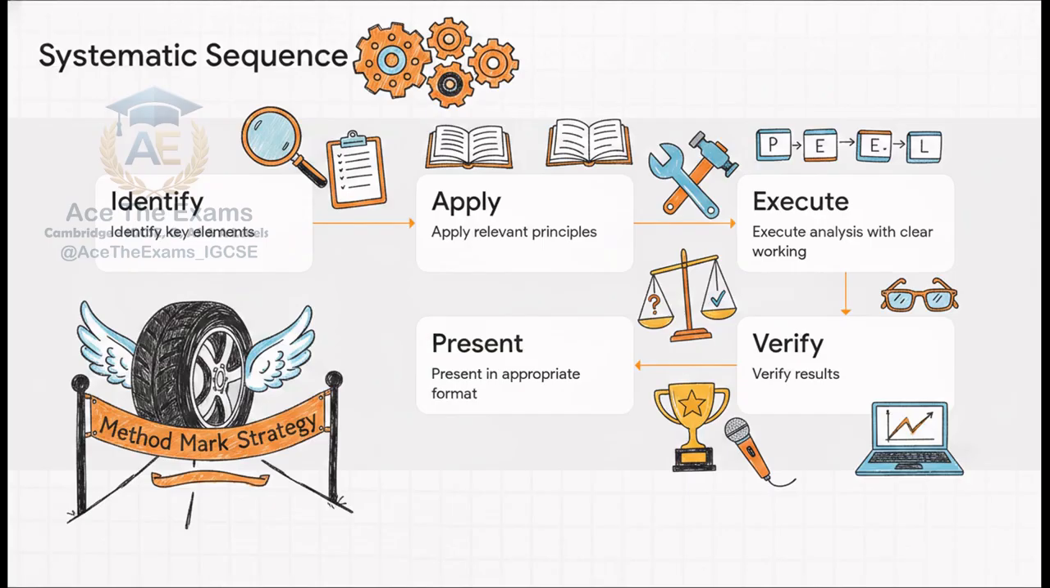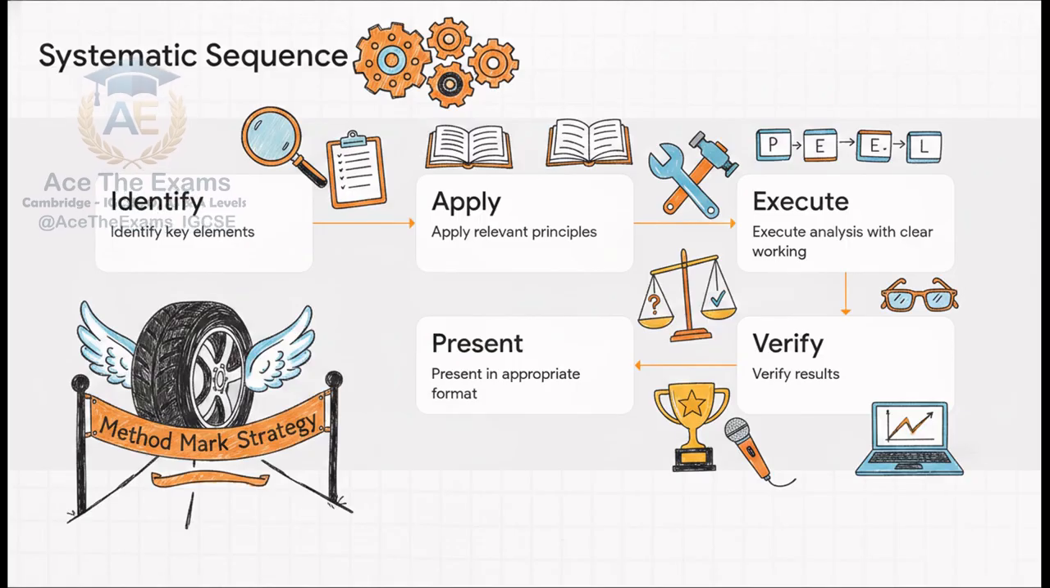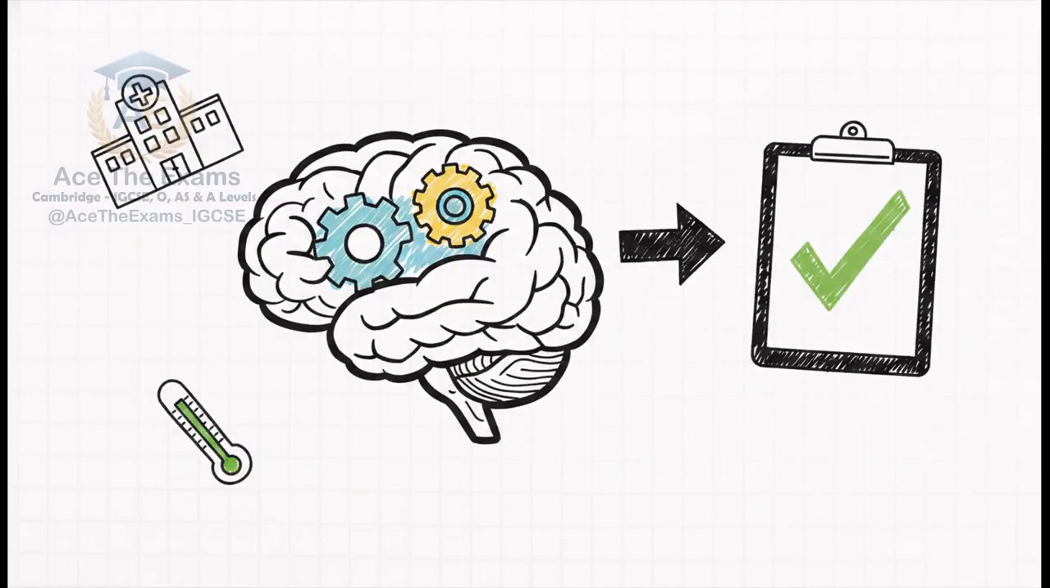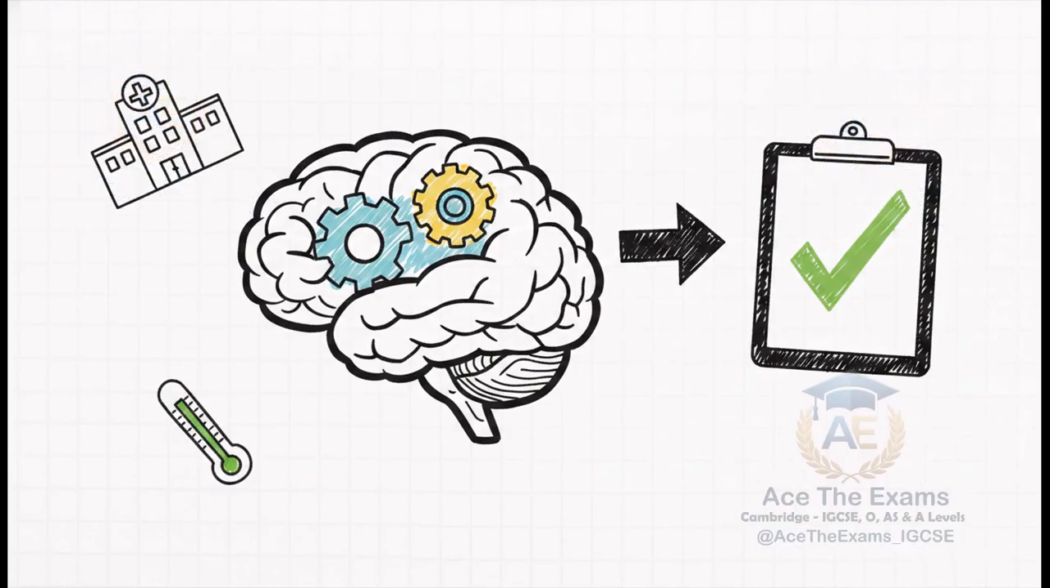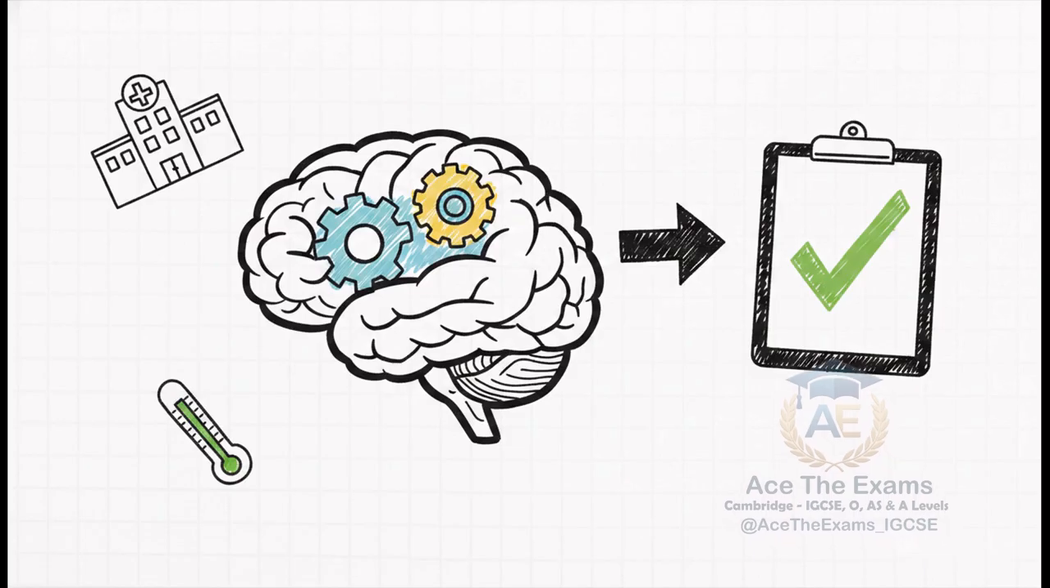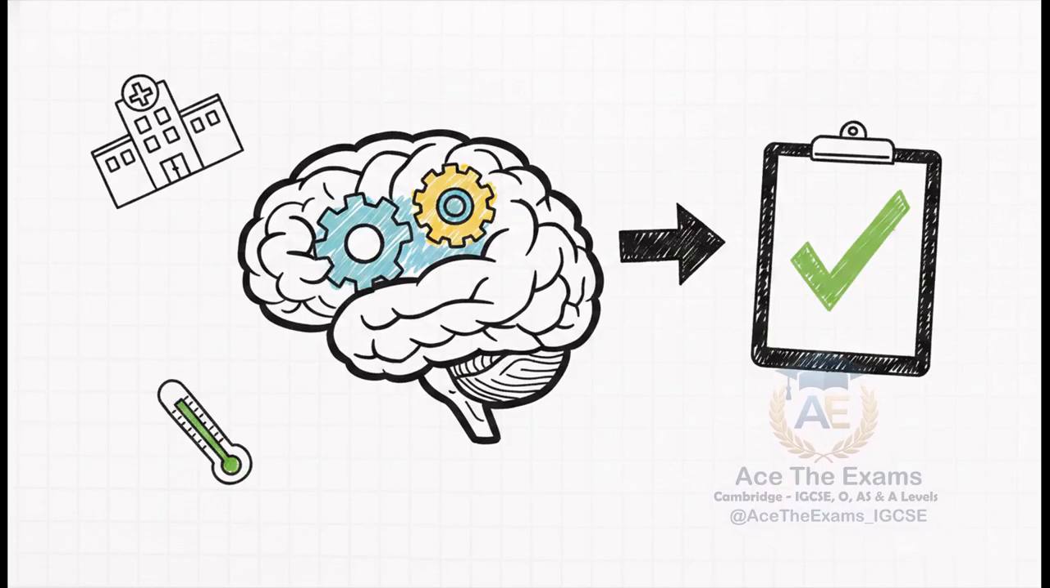We call this entire sequence the method mark strategy. The sequence itself, your logical process, is genuinely just as important as the final answer you put at the bottom of the page. And here is why that sequence matters. The crucial point of the method mark strategy is this: clear working equals guaranteed marks. The Cambridge examiners are trained to actively reward your logical, structured reasoning.